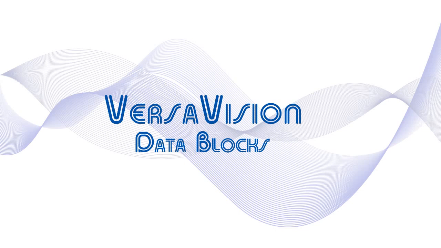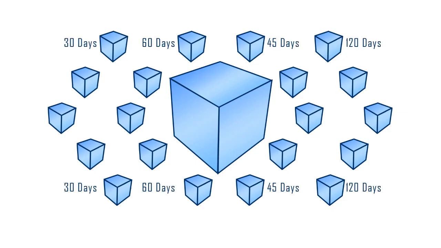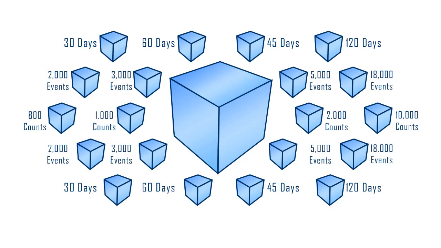Data blocks are used to break up the overall data collected in the system. Splitting the data into smaller blocks allows the system to run more efficiently. There are different options available for splitting the data.